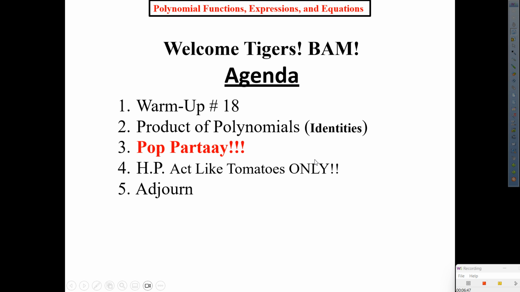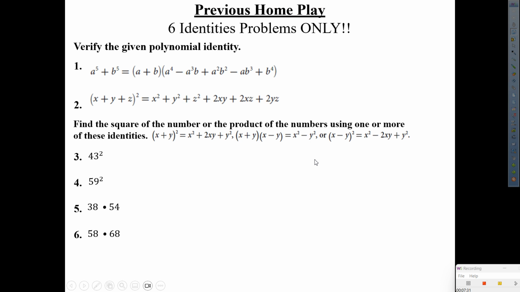I did leave you some homework. Look up. I do want to see numbers 1, 2, 3, and 4, not 5 and 6, because we still haven't covered that. We're going to cover that today. Numbers 1, 2, 3, and 4 you should have done 100%. All right, send that into Canvas.